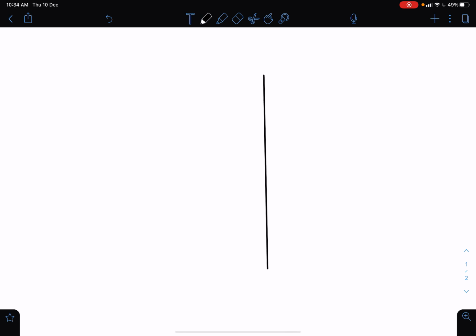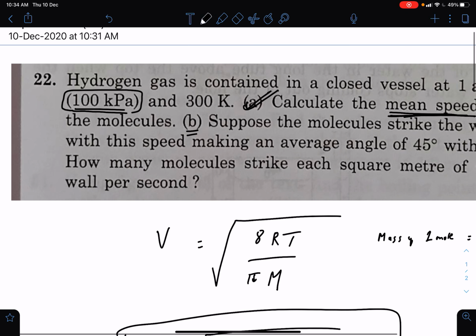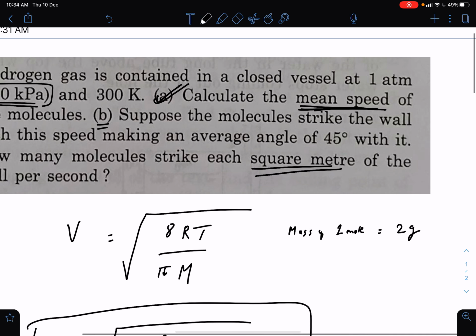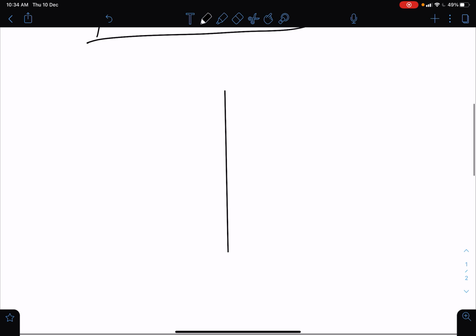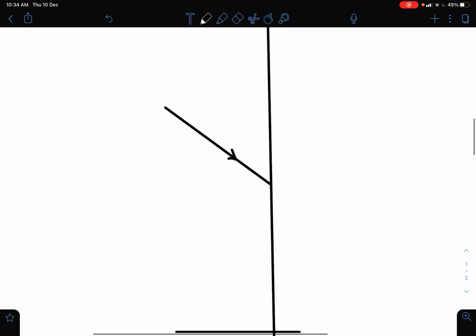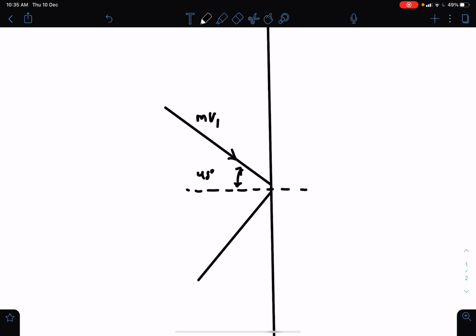Here we have a wall, and we have to find out how many molecules are colliding with 1 square meter, which means unit area. With unit area of the wall, how many molecules are colliding? So let's say this molecule comes at an angle of 45 degree with the mean velocity that we have calculated, v1. In elastic collisions, the angle of incidence is equal to the angle of rebound. So this will again be 45 degree, and it will go back with the same speed v1.